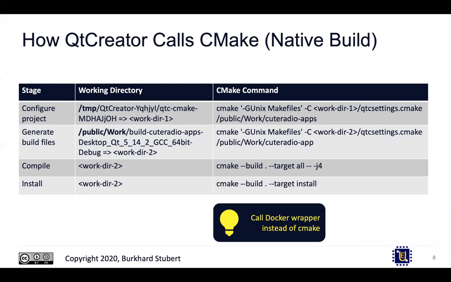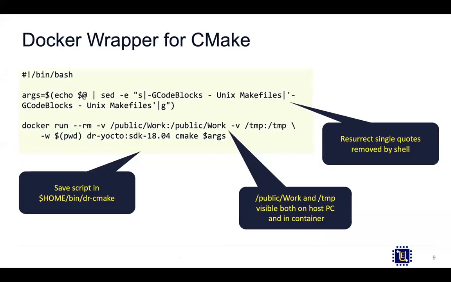And that's the Docker CMake wrapper, which you see here. So it's a simple shell script. So Qt Creator doesn't call CMake directly on your development PC, but it calls this script, which I called dr-cmake, Docker CMake, and which is placed in a path which is in your path variable. So Qt Creator can find it.